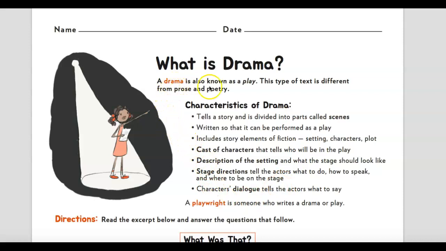So a drama is also known as a play. This type of text is different from prose and poetry. Prose is like chapter books. It's just sentences following sentences and forming into paragraphs and telling a story that way. Poetry is lines that are then put in stanzas, and sometimes they rhyme, and so that's also different. So having a chapter book or a poem is different than drama.